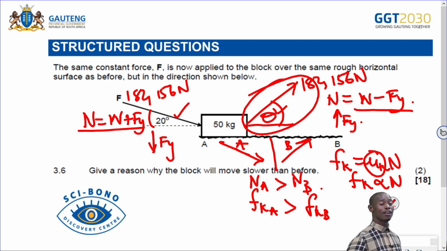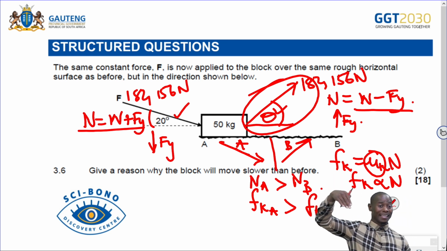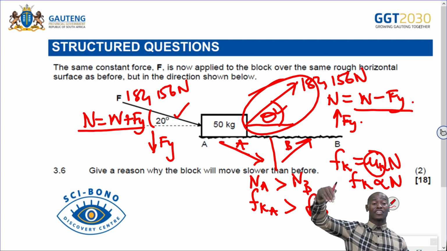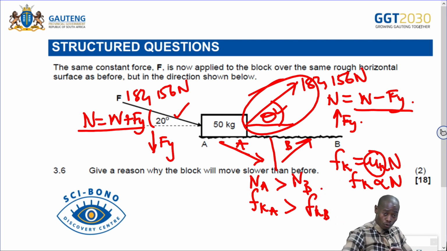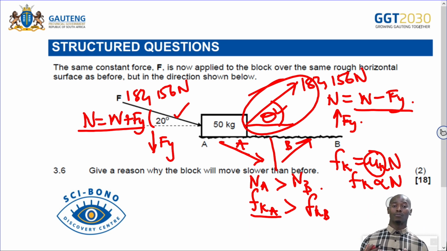Which means that when an object is pulled at an angle, it experiences less frictional force. But if it's pushed at an angle, it experiences more frictional force. Obviously, if it experiences more frictional force, we are expecting it to move slower than before. Let me repeat. It starts with the normal force. Why? Because we already know, according to the equation Fk equals mu K N, Fk and N are directly proportional at constant mu K, or coefficient of kinetic friction.